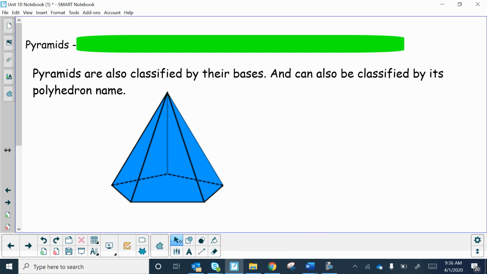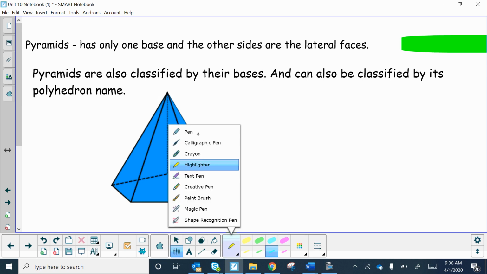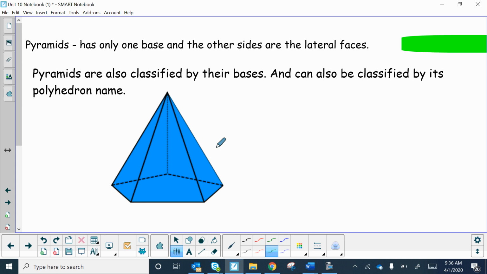Pyramids. So we'll talk a little bit about pyramids. These are another type of polyhedron. This one has only one base, and the other sides are their lateral faces. Now, the thing about the pyramids, the lateral faces are triangles, okay? Pyramids can also be classified by their bases. So I'm going to write down the polyhedron name, and then I'm going to write down the pyramid name. So there's two ways you can name it.